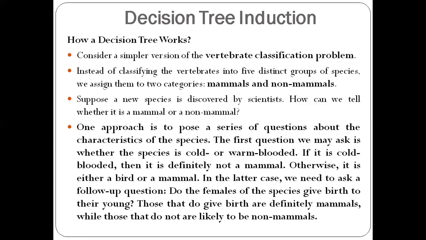Then I need to ask one more follow-up question: whether the females of this species give birth to their young. If the females give birth to their young, then it will be considered a mammal. If they don't give birth to their young, then it will be considered a non-mammal. So by asking a series of questions about the characteristics of the species, I can come to a conclusion whether it is a mammal or non-mammal, and assign the class label.